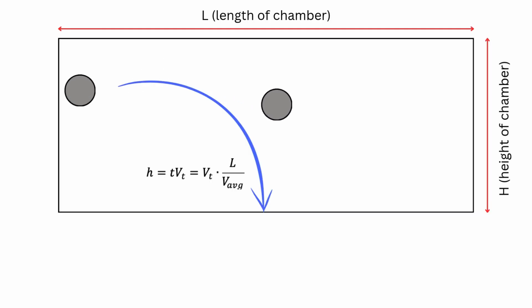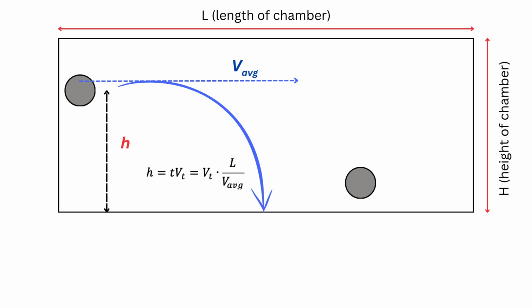Imagine a particle moving with an average velocity, V average, entering the chamber at a height, h, above the chamber floor. The time it takes for the gas that entered the chamber, along with the particle, to travel through the chamber in the direction of the airflow is T equals L over V average.